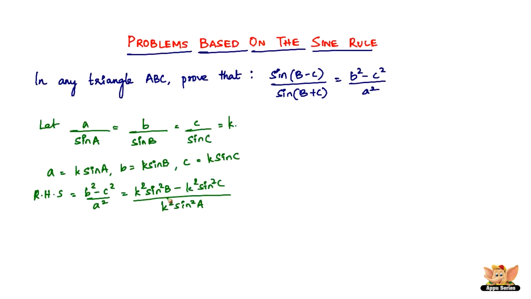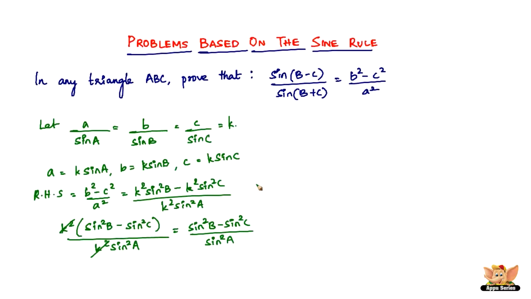So now you know that k square is same in all the terms. So take out the k square from the numerator. So that becomes k square of sine square b minus sine square c divided by k square times sine square a. The k square gets cancelled, and what we are left with is sine square b minus sine square c divided by sine square a. So the next step, now here it is of the form a square minus b square. So that's going to give us a plus b into a minus b. So sine of b plus c into sine of b minus c divided by sine square a.